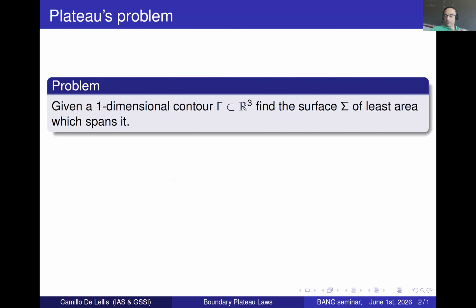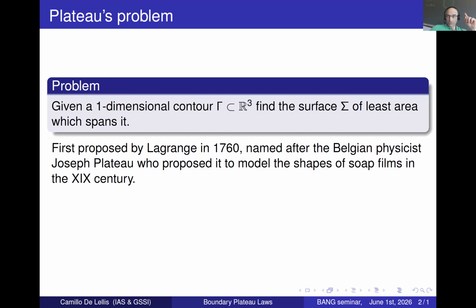This is about the Plateau's problem, probably known to everybody, but let me remind it anyway. We have a one-dimensional contour gamma in three-dimensional space, and we are looking for the surface sigma of least area which spans it. It was first proposed by Lagrange in 1760, in an appendix to one of the papers in which he lays the foundation of what we nowadays call variational calculus, how to compute Euler-Lagrange equations for minima of integral functionals.